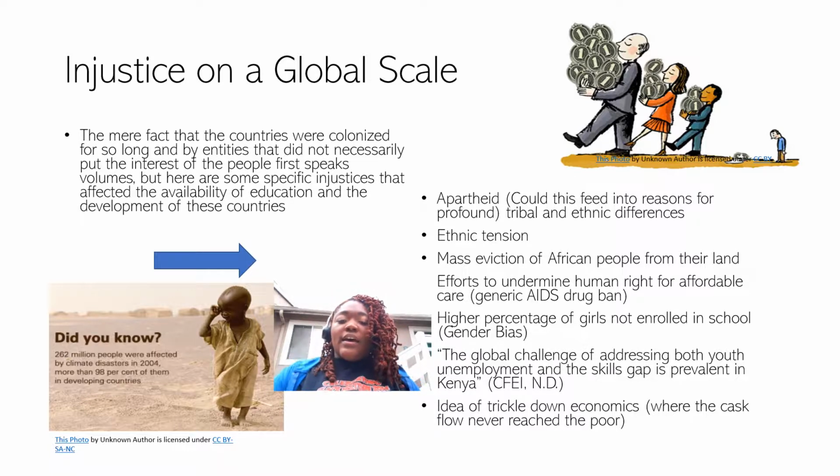Oh, the efforts to undermine human rights for affordable care. It was like this legal ban for 39 different pharmaceutical companies to ban generic AIDS drugs. And that to me is a global injustice, especially if it happens in other places when you are keeping people from access to things that will keep them healthy and keep them alive. And the trickle down idea, this notion that if the people at the top are wealthy, that the money will trickle down. That's an injustice as well, and that's been seen in Haiti and even some places in the U.S. On a different level.